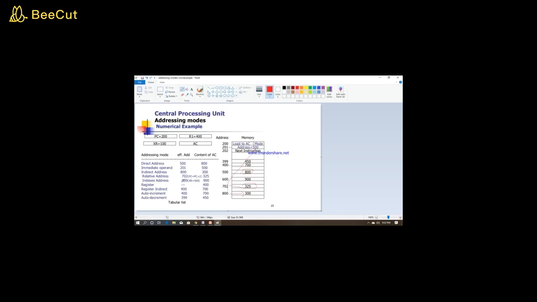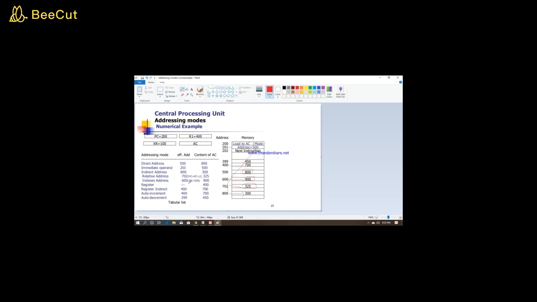Next, index addressing. In the index address, we have to consider only the register value, the XR value. Here the 100 in the address plus the effective address will be added. 500 plus 100, so it becomes 600. The index address 600 points to this memory location. 600 stands for 900, so we can finalize 900 as the content of the accumulator.